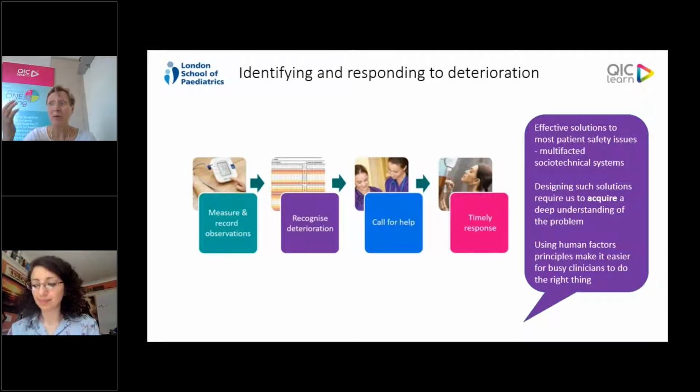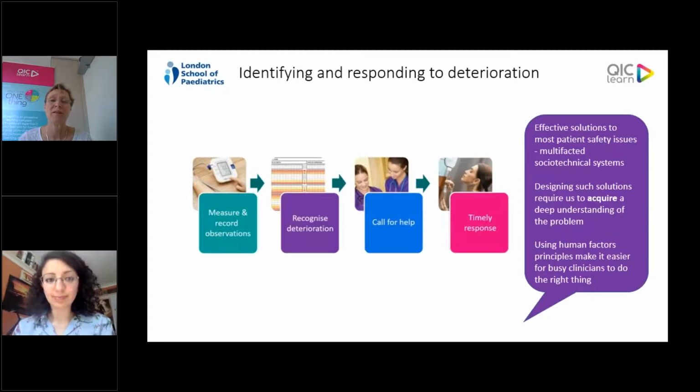And it's really complicated. So designing such systems require us to acquire a deep understanding of the problem. And again, this is something which we don't always spend our time doing to the extent that we might. And that's certainly something in improvement science that we do a lot of work on, which is understanding the problem before we start trying to find out the solutions. We're hardwired to solutions, so we just tend to jump straight there. And we need to hold ourselves back and learn more before we go forward.